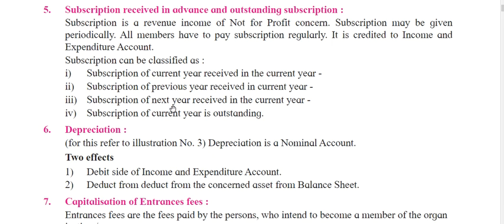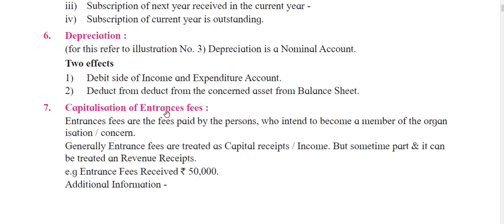Current year, previous year, and next year, and current year is outstanding. And depreciation. Depreciation we used to deduct some percentage amount on furniture, vehicles, and machinery in a balance sheet. That depreciation percentage amount we used to take in a P&L account. In a balance sheet we used to deduct a particular amount with depreciation.